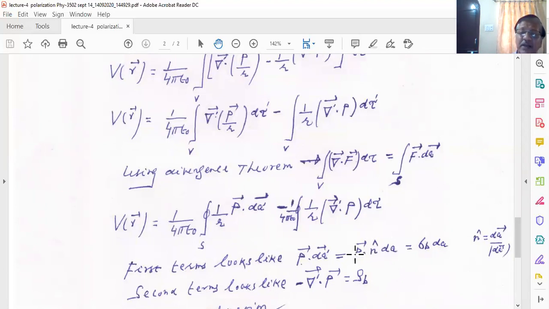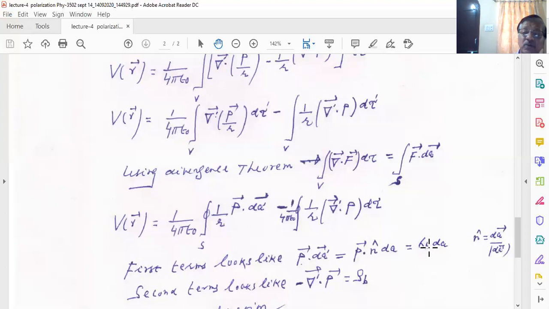So this is vector P dot n dA, right? And we know that vector P dot n is simply sigma b. We know that the surface charge density of the bound charge, sigma b, is always given by the scalar product of vector P with unit vector n. This we have developed: P dot n is sigma b. So sigma b, and please write down this is dA prime, with the prime notation. Here there is an error which I made. So this is sigma b dA prime because we are taking it with respect to the source coordinate.